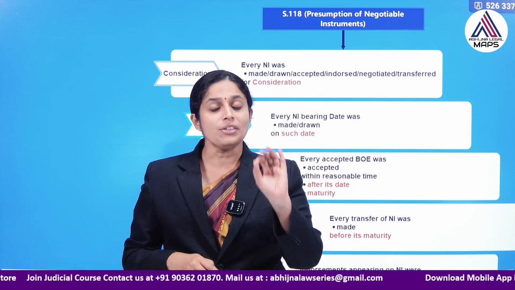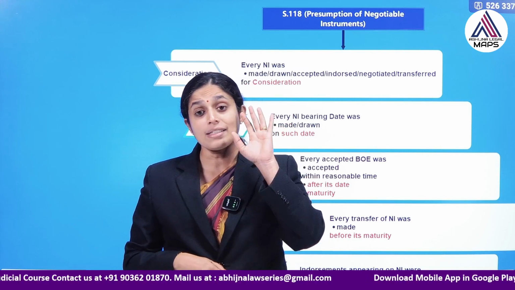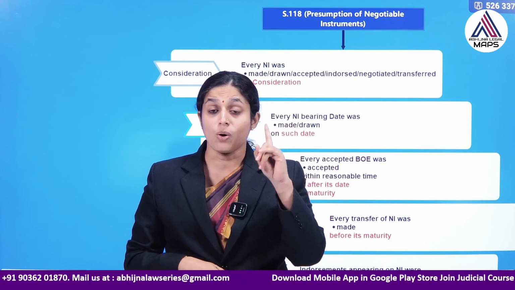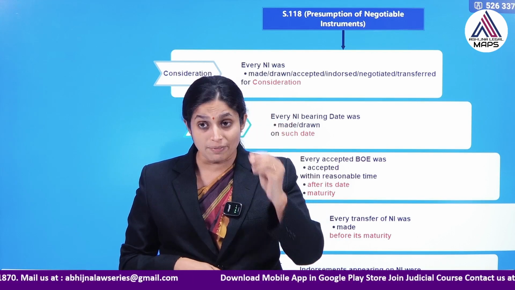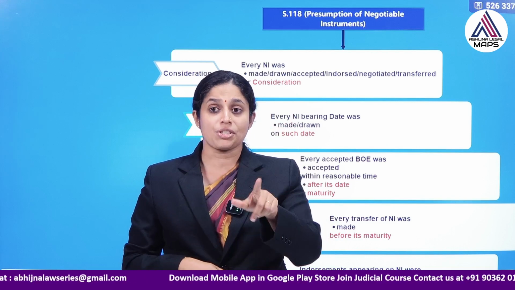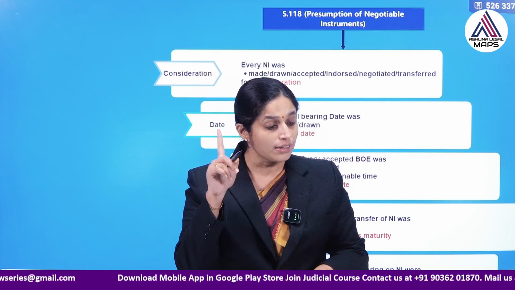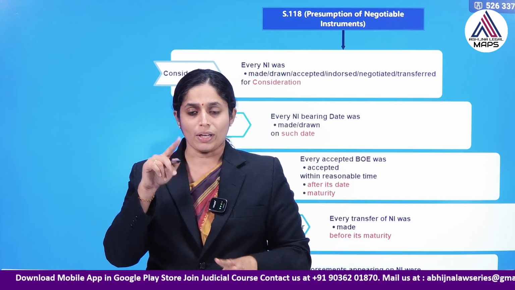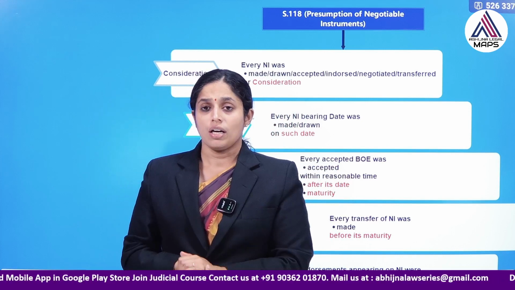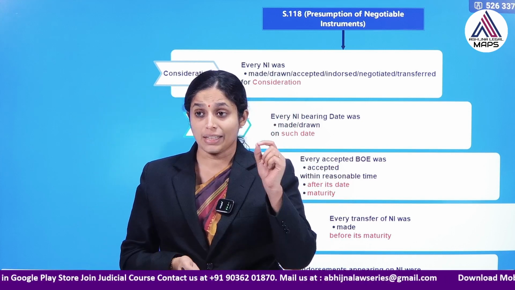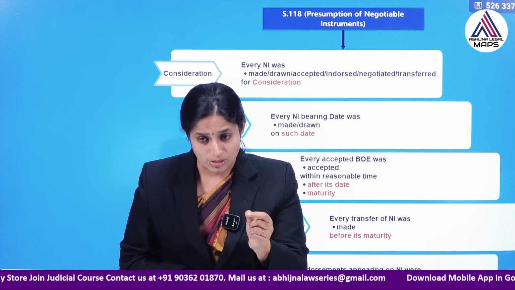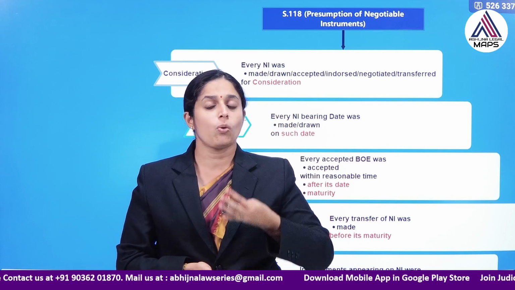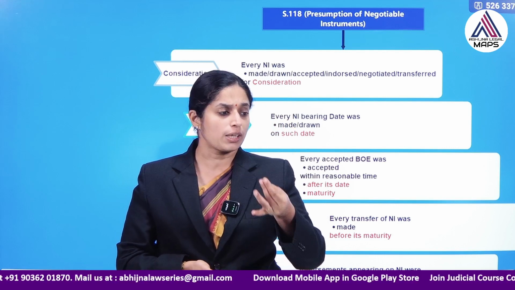Section 118 of the Negotiable Instruments Act gives 7 kinds of presumptions with respect to negotiable instruments. It is not 1, not 2, but totally there are 7 presumptions in section 118, and in section 139 we have another presumption with respect to a check. Only for a check there is a special presumption, but in the case of section 118, the 7 presumptions are applicable to all kinds of negotiable instruments, that is, a promissory note, a bill of exchange, or a check.